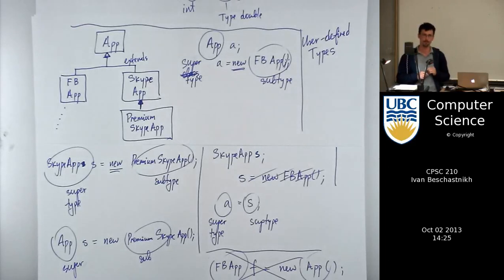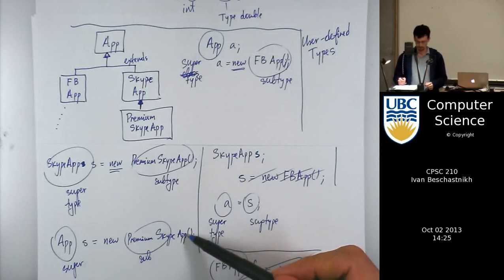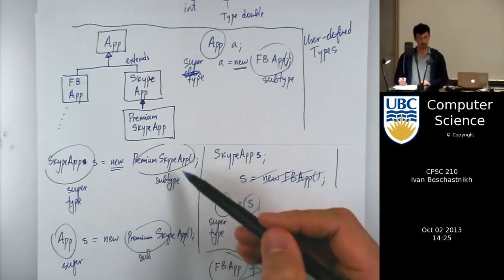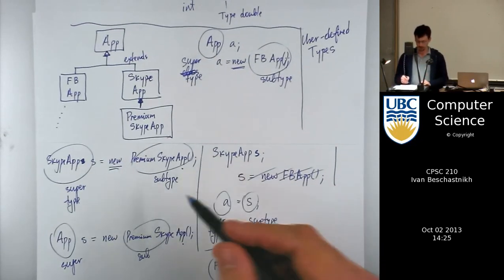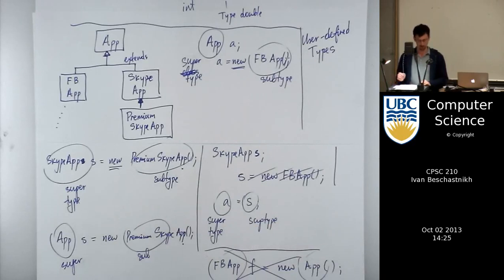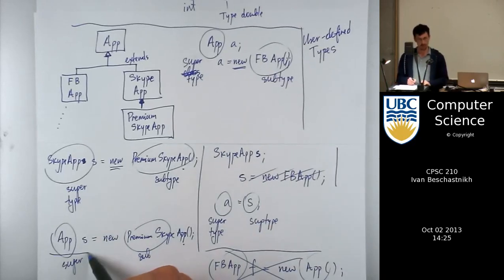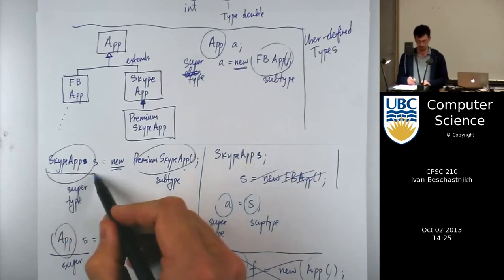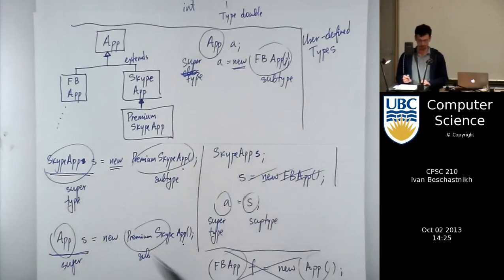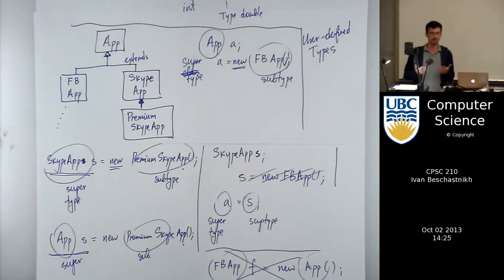When would you want to call the bottom one versus the top one? So app S versus Skype app S. When do I want to do this versus this? Yeah, it's a good question. It's a question of abstraction. So when I declare S to be an app instead of a Skype app, then the way I think about S is as an application. I know less about it. It's more abstract.